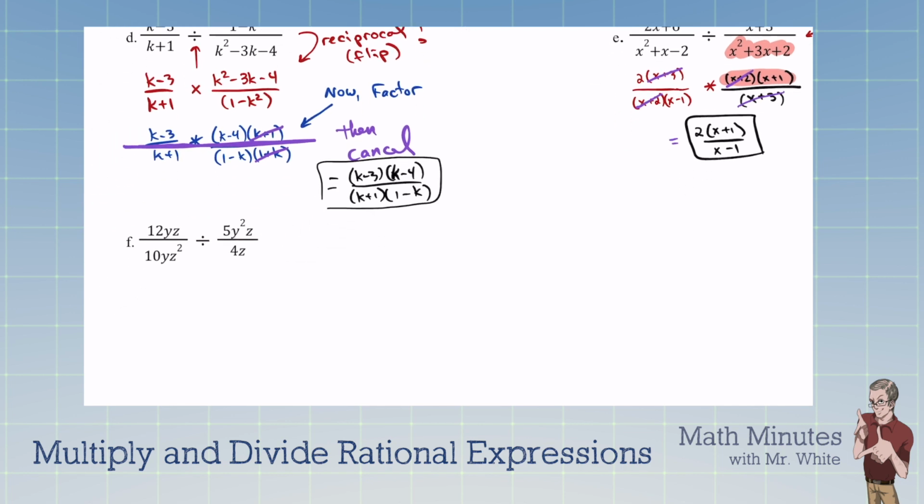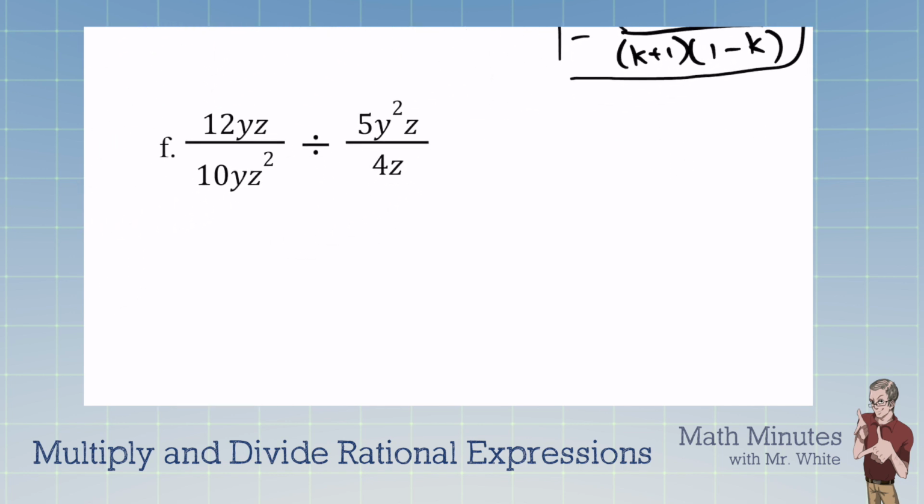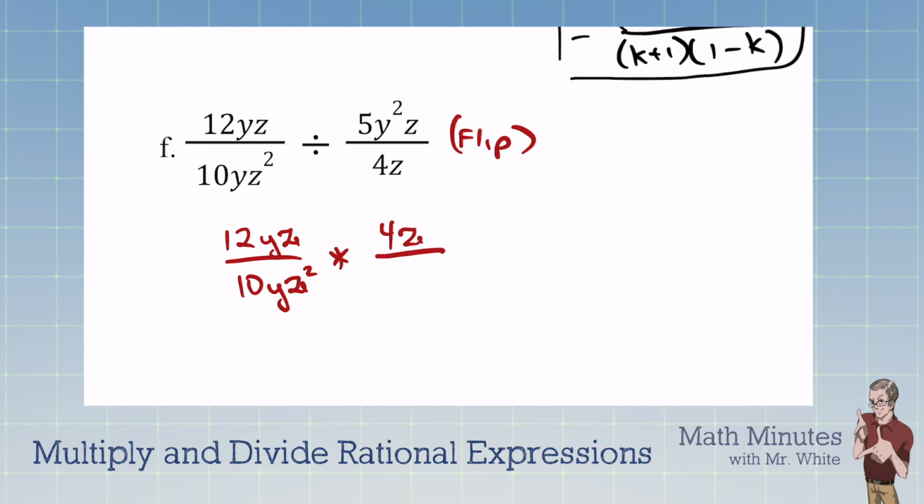I've got one more problem queued up here. So let's try this one here. This is going to be 12yz over 10yz squared. I always hate writing z's, times, I'm going to flip. You got to flip over when we change to multiplication. So 4z over 5y squared z.